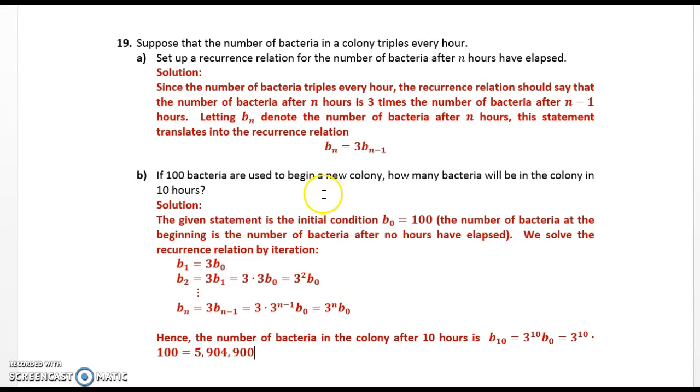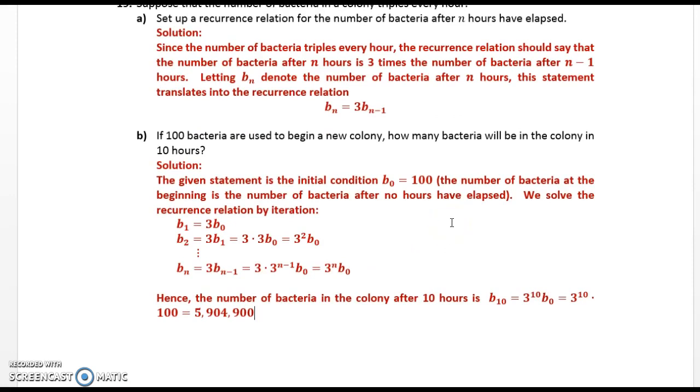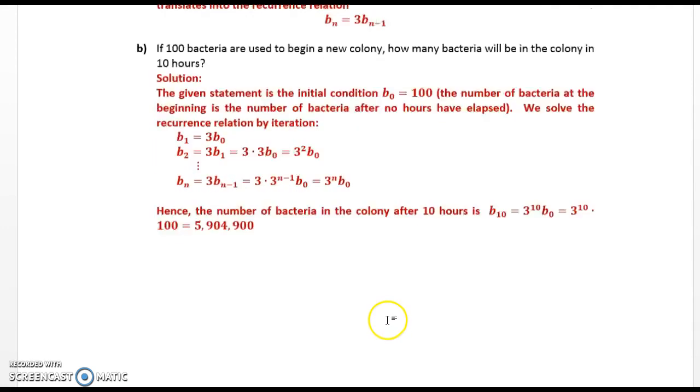Part B. If 100 bacteria are used to begin a new colony, how many bacteria will be in the colony after 10 hours? Solution. The given statement is the initial condition b sub 0 equal 100. The number of bacteria at the beginning is the number of bacteria after no hours have elapsed. We solve the recurrence relation by iteration, finding that b subscript n is equal to 3 to the n times b sub 0. Hence, the number of bacteria after 10 hours is b sub 10 is equal to 3 to the 10th power times b sub 0, which is equal to 5,904,900. And this concludes our lecture.